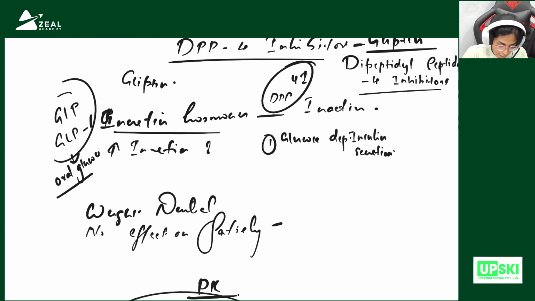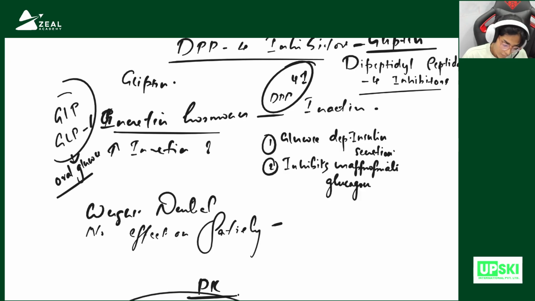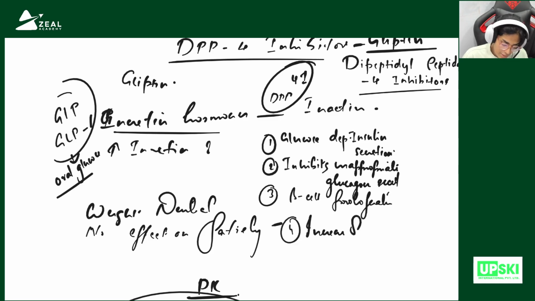This is one function. Second one, it inhibits inappropriate glucagon secretion. Third one, beta cell proliferation. Fourth one, increase satiety. Satiety means a feeling of fullness, a feeling of satisfaction after eating food. You don't want to eat much more food.